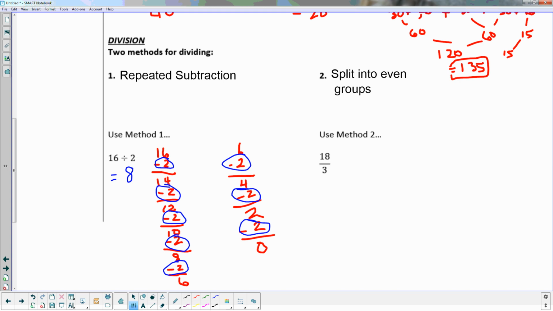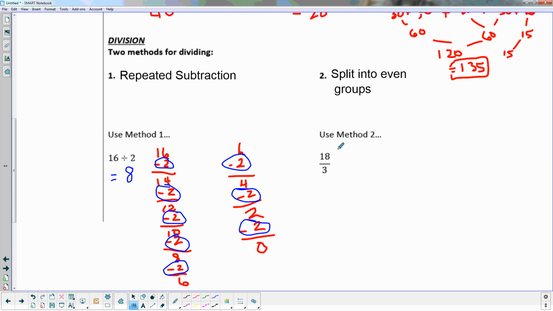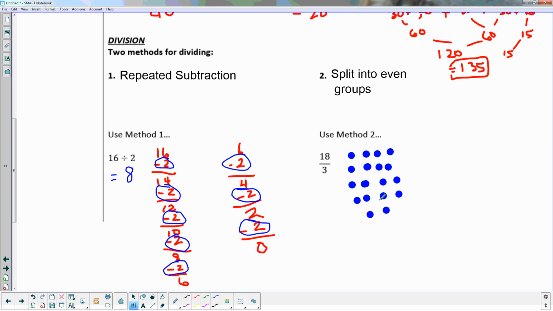Okay. The other way that we'll talk about, split into even groups, is kind of tough. I always look at this as one of those tough things to really talk about, but I'm just going to start off by putting 18 dots. So there's 4, 5, 6, 7, 8, 9, 10, 11, 12, 13, 14, 15, 16, 17, 18. And now what I'm going to do is split them into even groups, and they're going to be groups of 3. So here's a group of 3, a group of 3 right below it.